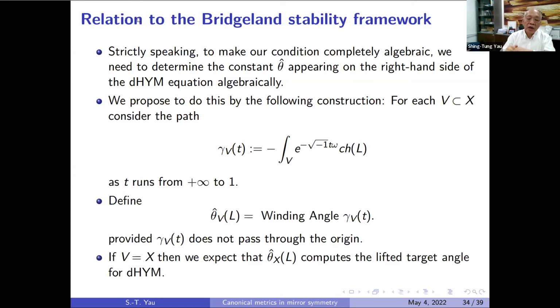We define theta hat V L to be the winding angle of this curve, provided this curve does not pass through the origin. If it passes through the origin, we cannot define the winding angle. But if it does not pass through the origin, we can do it. And when V is equal to X, when the subvariety is the total space, we expect this winding angle computes the target angle for deformed Hermitian-Yang-Mills. So this would be a good thing to do. And this is, of course, more topological if we know that is true.